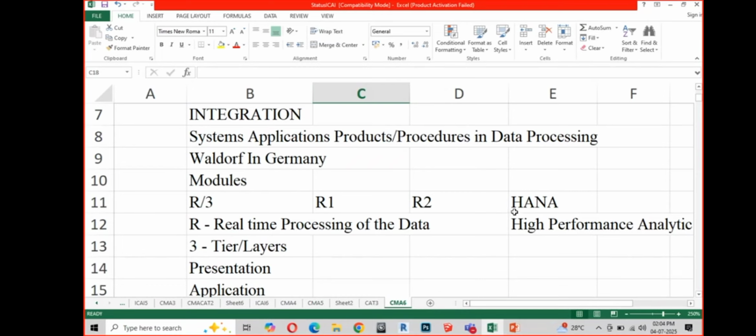So HANA is the database. This is the simplest of the definitions. Implications are far too many. But if somebody asks you what you know about HANA, you can just say this: there is a change in the database. From Oracle, SAP moved to its own database called HANA. HANA necessarily is a database.